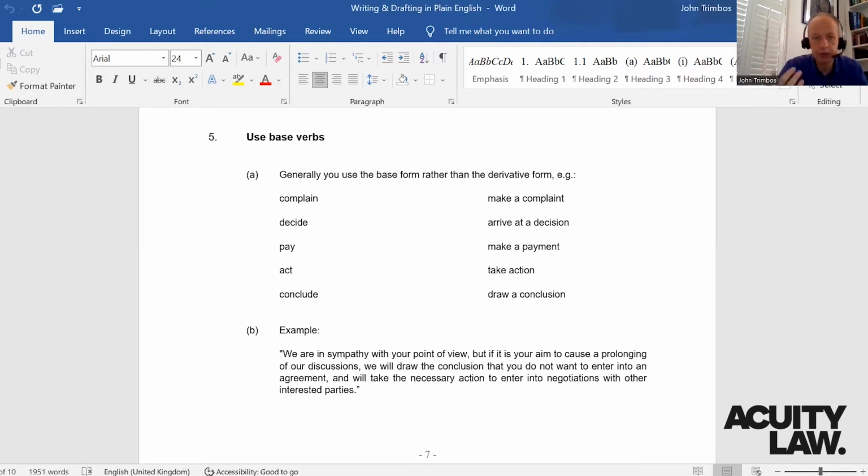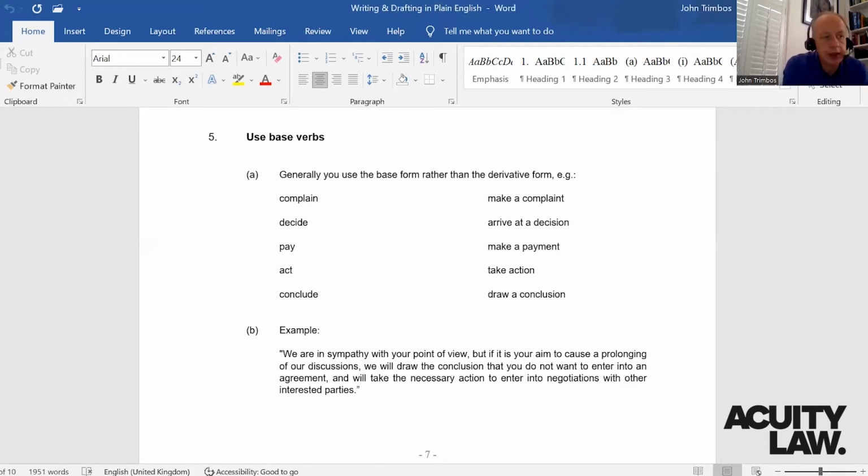So in this case, I mean, if we look at the example in 5b there, in this case, we're rattling our saber at the other side. We are in sympathy with your point of view, but if it is your aim to cause a prolonging of our discussions, we will draw the conclusion that you do not want to enter into an agreement and will take the necessary action to enter into negotiations with other interested parties. There's a strong message in there, isn't there? But it's kind of got lost in this forest of surplus words because it's all written in the derivative form using a noun, and it's much too long.